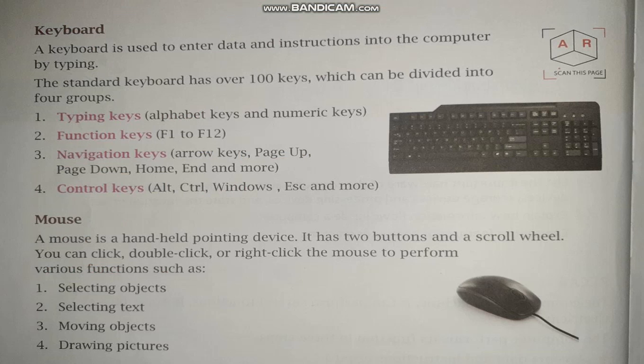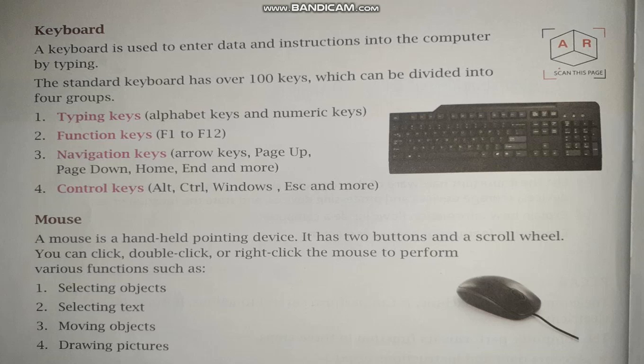A keyboard is used to enter data and instruction into the computer by typing. So, keyboard is one type of input device. The standard keyboard has over 100 keys which can be divided into 4 groups. How many groups? 4 groups. First one is typing keys, second one is function keys, third one is navigation keys and fourth one is control keys.